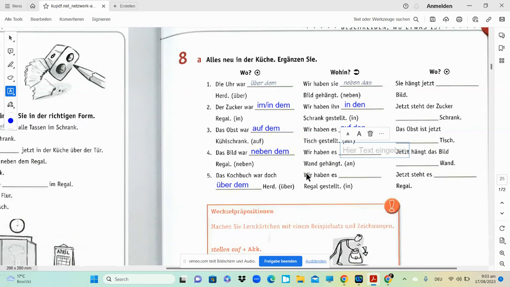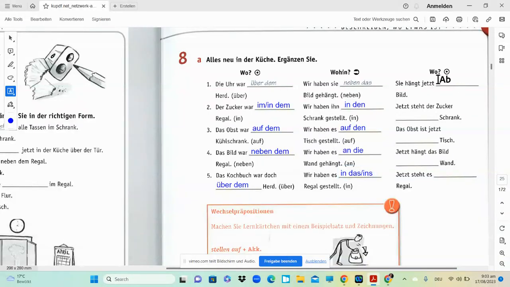Wir haben es gehängt, that means it's accusative, you will say an die Wand gehängt. Why? Because it's die Wand. Okay, that is the wall. Okay, again, Regal is das Regal, so in das oder ins Regal. Okay, similar to the way you do with Kino. I hope it is clear.